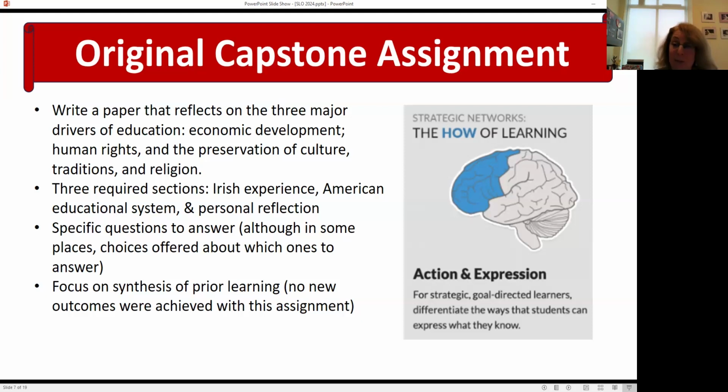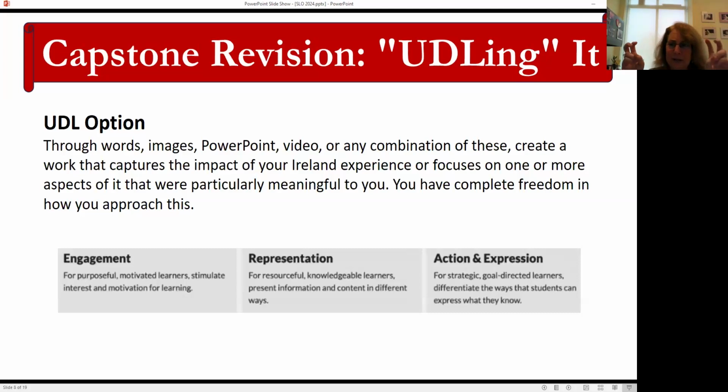So that gave me the opportunity to really think about what could we do in addition to this option. I call it UDLing it, giving the students freedom to figure out what's most important to them. So this is the UDL option I gave them. Through words, images, PowerPoint, video, or any combination of these, create a work that captures the impact of your Ireland experience or focuses on one or more aspects of it that were particularly meaningful to you. You have complete freedom in how you approach this. So the students could do the original prompt or they could do this.